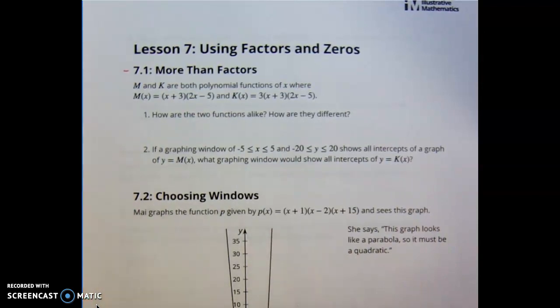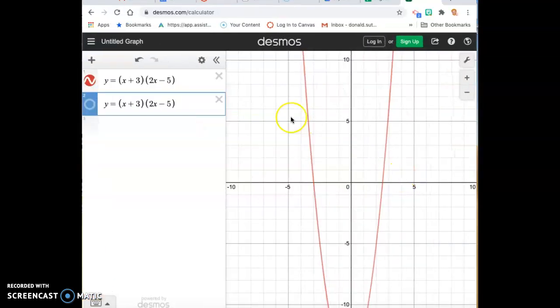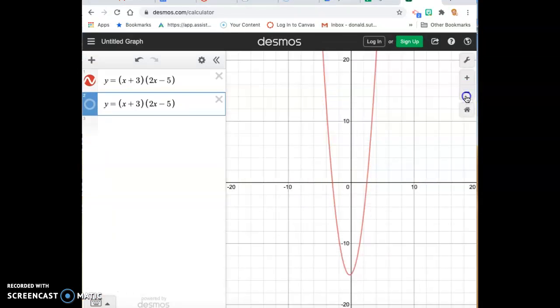Okay, so I've graphed these using Desmos, so let me switch to Desmos. Okay, so I've got them graphed on Desmos, and let me zoom that in just a little. Okay, maybe that's close enough. So the red one is x plus 3 times x minus 5. Now, I've got the blue one set the same, so it's underneath the red one. Watch what happens whenever I put that 3 in front.